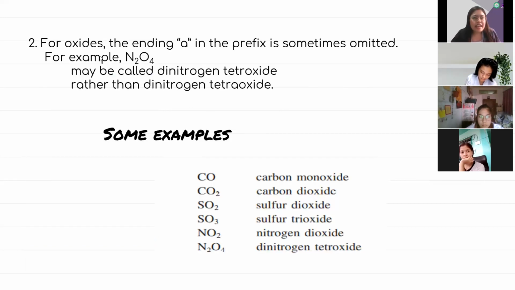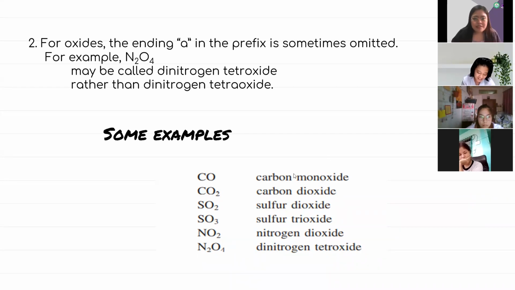And then another guideline is for oxides, especially for oxides class, the ending A for some prefixes is omitted. So just like this one, N2O4. N2 means dinitrogen. Dito gagamit talaga tayo ng prefix sa first element kasi meron ka na dyang subscript na 2. Kaya dinitrogen. Pero yung second element is oxygen and then we have 4, so that's tetra. Kapag ganun class na oxygen ang next na element, we omit the letter A. So instead of calling it tetraoxide, we'd rather call this dinitrogen tetroxide.